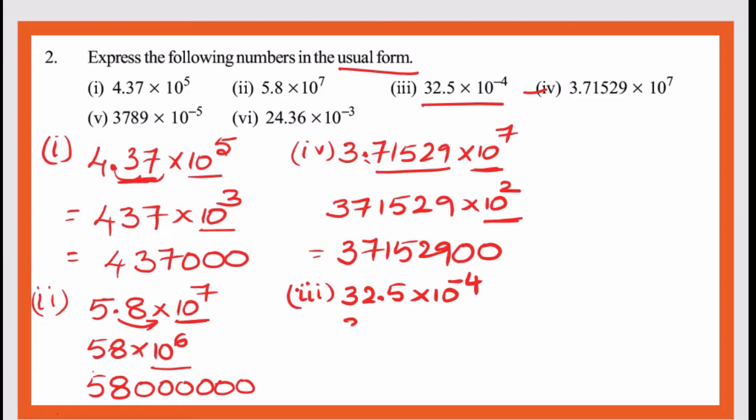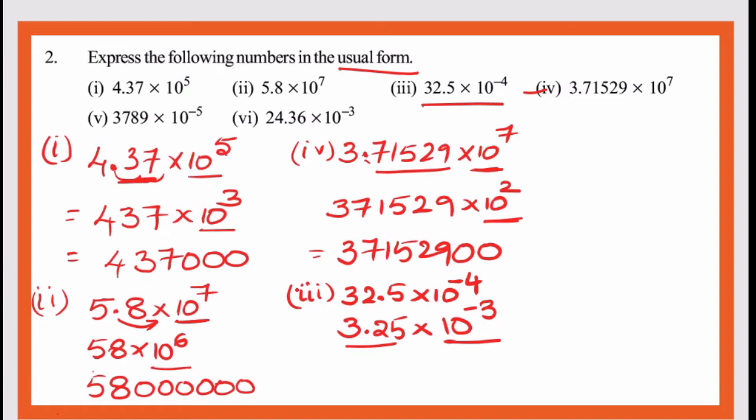First of all, convert it into standard form. How can I convert it into standard form? I can write 32.5 into 10 power minus 4 as 3.25 into 10 power minus 3. If I write 32.5 as 3.25, then it becomes 3.25 into 10. That means one of the powers will reduce. So 3.25 into 10 power minus 3, since it is in standard, scientific notation form.